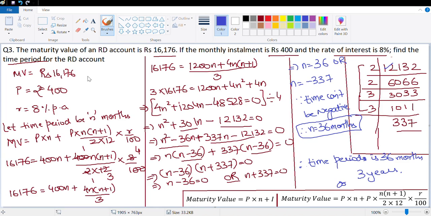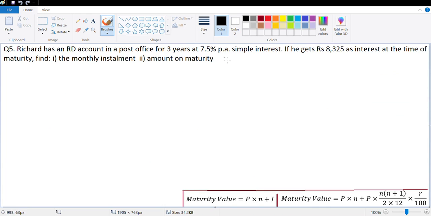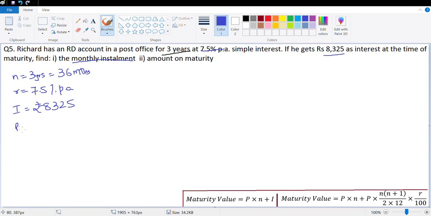The next question that we do is question number 5. Richard has an RD account in a post office for 3 years. So what is given is n is equal to 3 years, which is 36 months, 7.5% per annum, which means R is equal to 7.5% per annum. He gets 8325 as interest. So I is given equal to rupees 8325 at the time of maturity. We need to find the value of P. So P is not given.